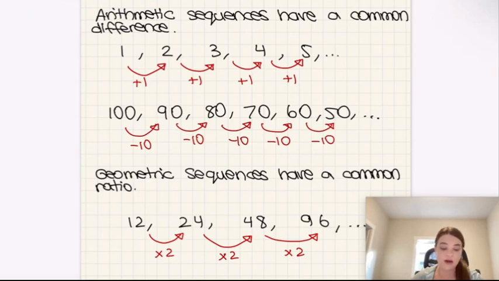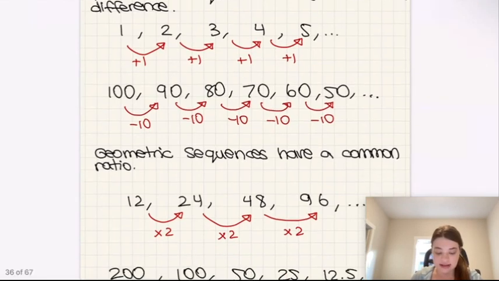So, for example, 1, 2, 3, 4, 5 is an arithmetic sequence because every time we have a term, in order to get to the next term, we add 1, right? We add 1 to get to 2, then we add 1 to get to 3, then we add 1 to get to 4, and so on.